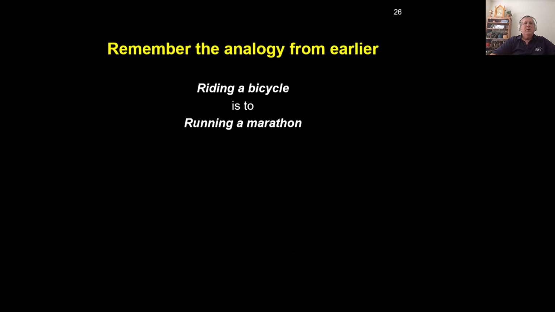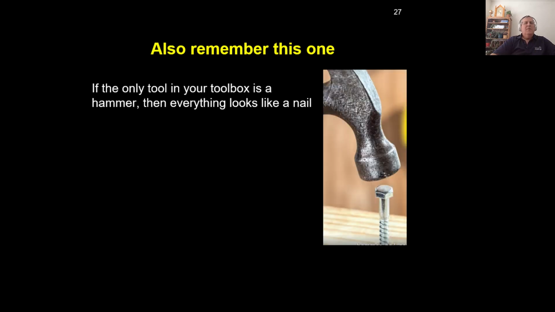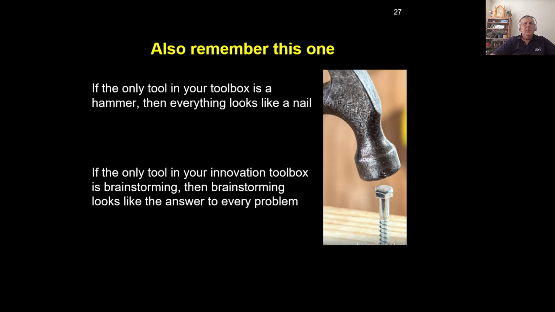So just remember this analogy. Riding a bike is to running a marathon, as using the systematic innovation toolbox is to just brainstorming. It's like bicycles for your mind. You'll get more ideas, you'll get better ideas, you'll get more conceptually diverse ideas. Just along those lines, if the only tool in your toolbox is a hammer, then everything looks like a nail. I think we've all heard that. So I would say if the only tool in your innovation toolbox or your ideation toolbox is brainstorming, then brainstorming will look like the answer to every one of your problems.